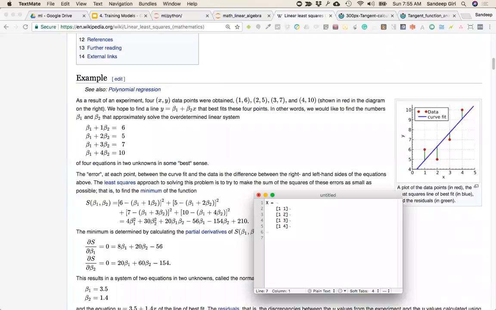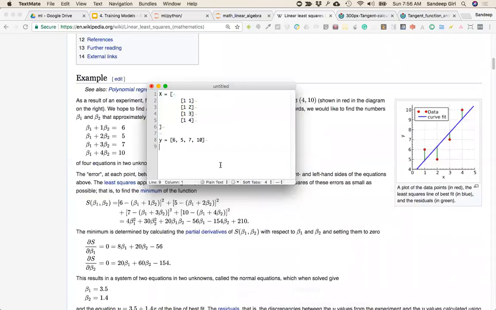Okay, now coming back to the problem, this is how the matrix looks. Okay, and the small y is 6, 5, 7, and 10. Okay, good, wonderful. So am I making a mistake somewhere?